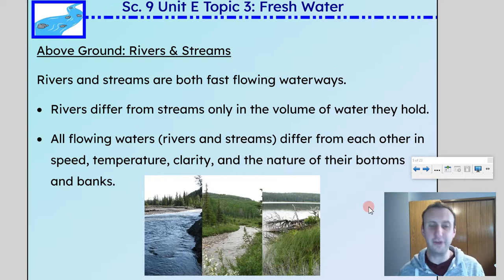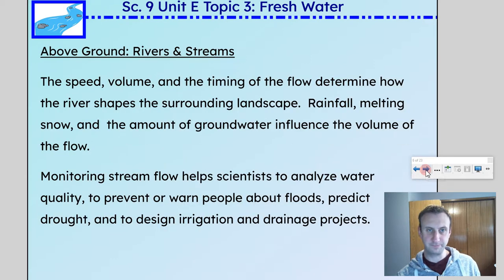Taking a look at this picture, which one do you think is the stream? And that's right, it would be the middle one. You can see that there's quite a bit less volume here than there would be in this larger river right here. And then this would be a lake. Looking at it, it looks very deep, and I'm assuming that sunlight cannot reach the bottom.